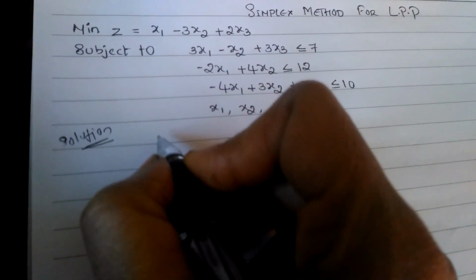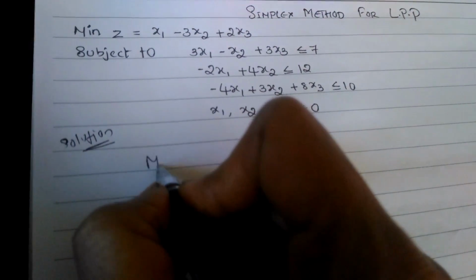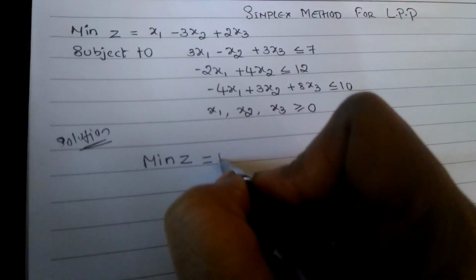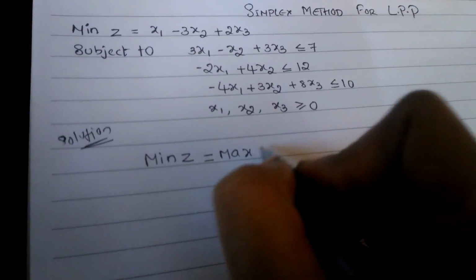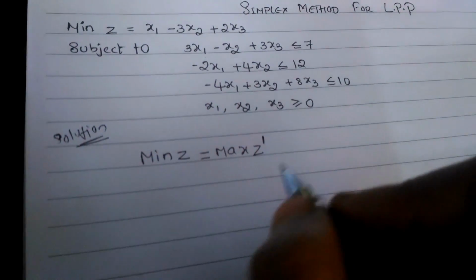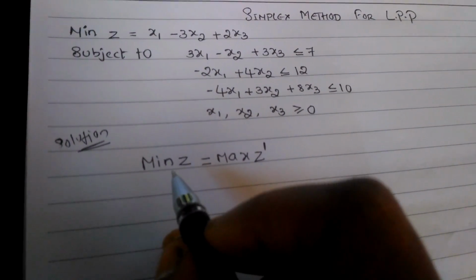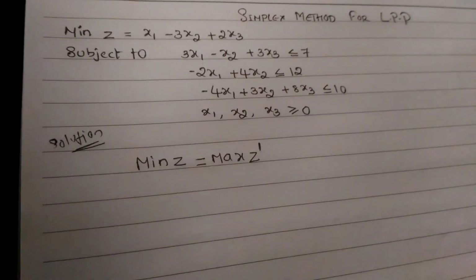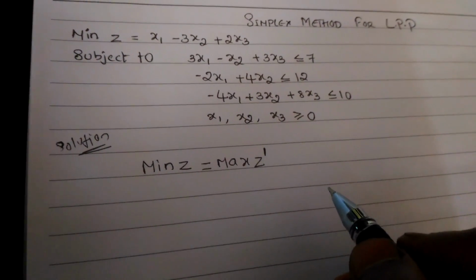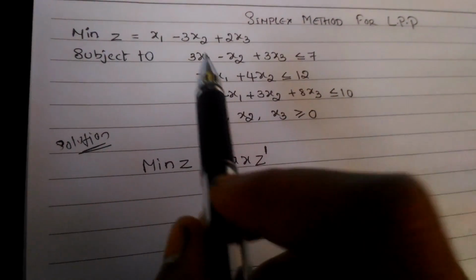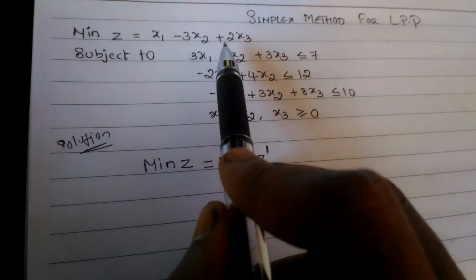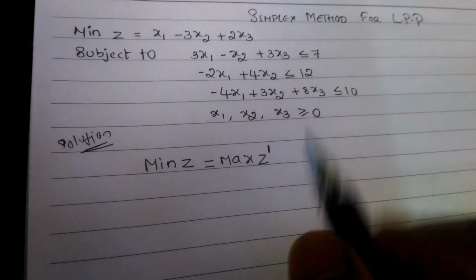Converting the minimization function into maximization. Minimum of z is equal to maximum of z complement. When we convert a minimization function of z into a maximization function, it gets complemented. With this, we also conclude that all the values in the RHS part will also be complemented, only in terms of signs.